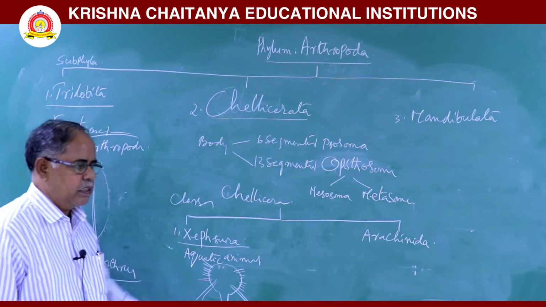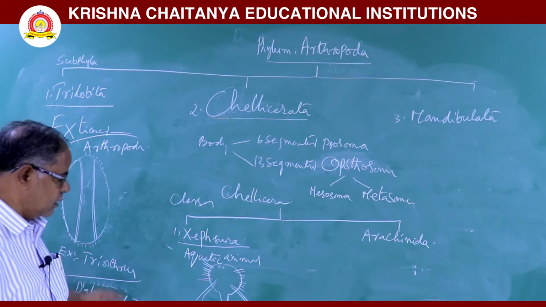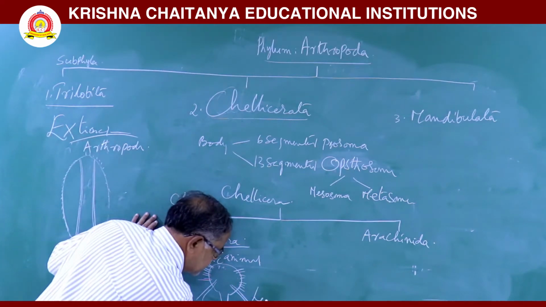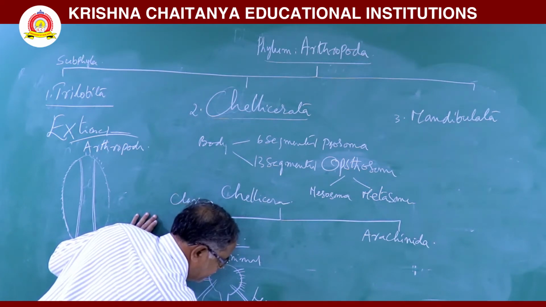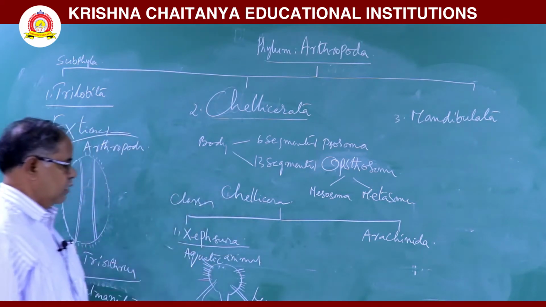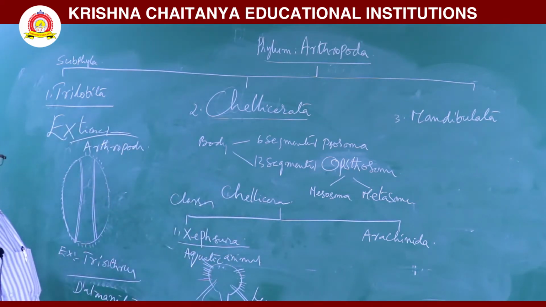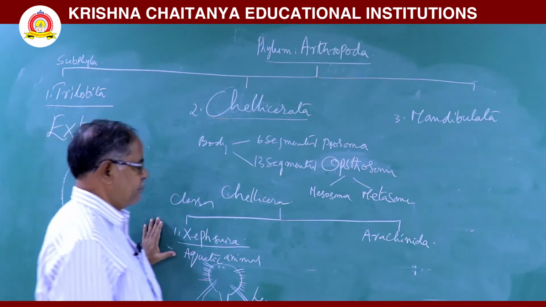During developmental stages, one larva is seen, called the trilobite larva. Example, Limulus. This is a living fossil. Limulus is a living fossil. This is about Xiphosura.